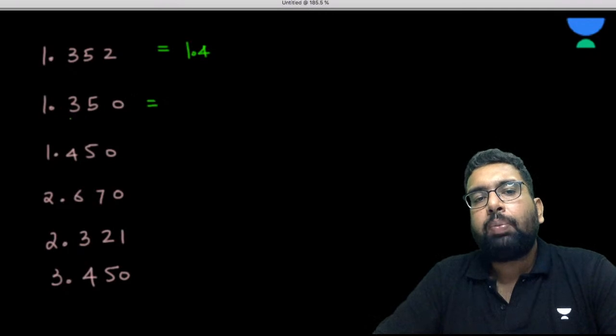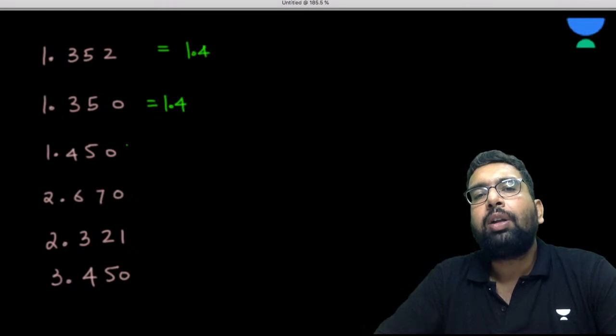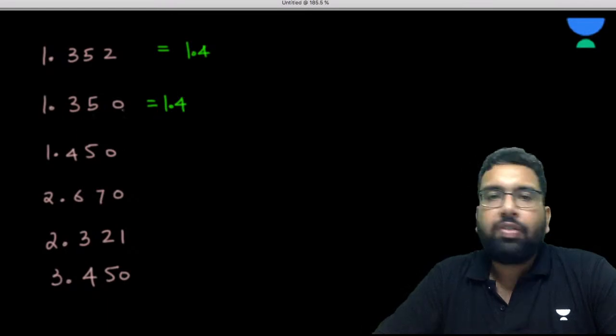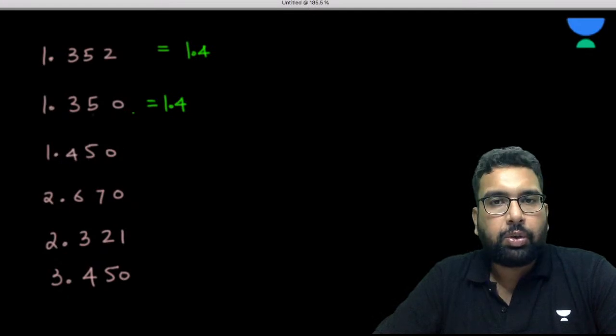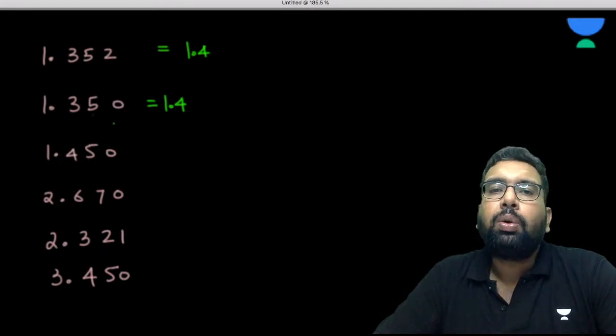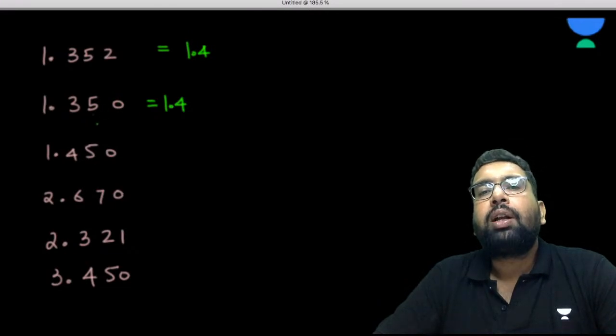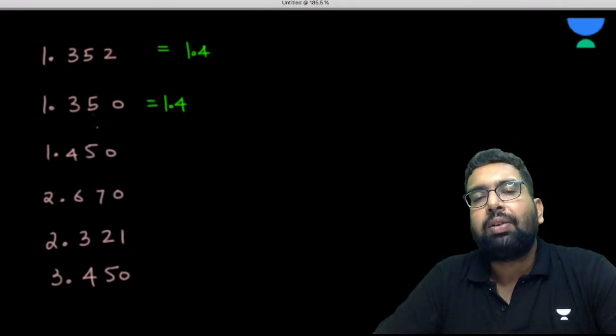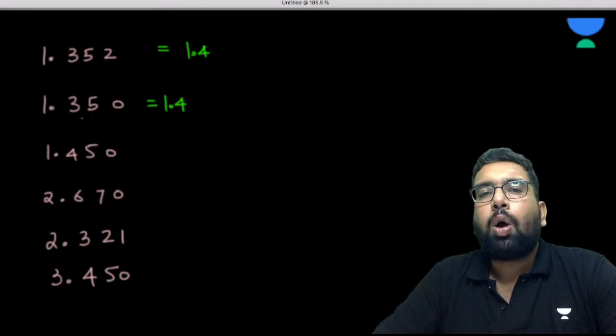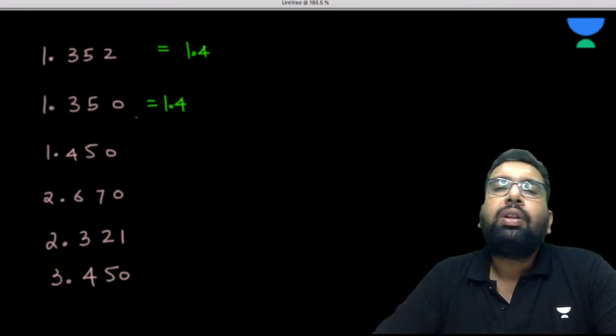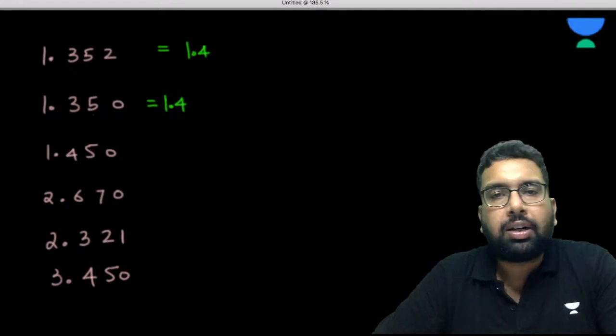Now, sir, it is 1.350. So how will it become 1.4? Because after 5 we have a 0. In this case, we need to check the digit before 5, whether it is odd or even. Now this is an odd number, so you need to raise the digit by 1.